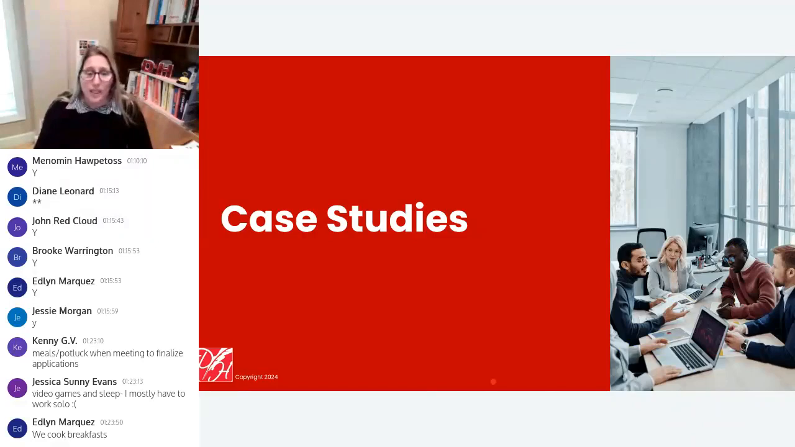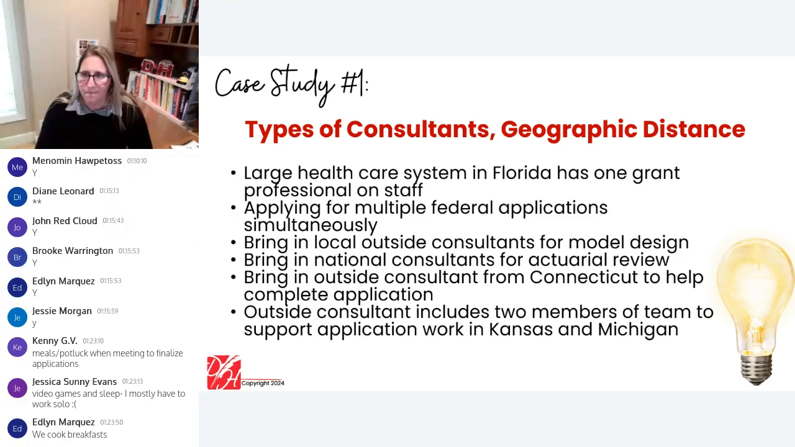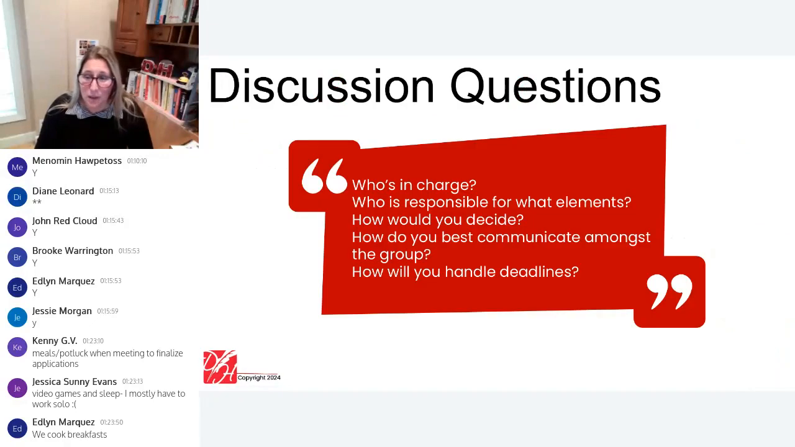Let's look at a few quick examples together to think about what else we could try. So in this example, it was a large healthcare system in Florida, one grant professional on staff, multiple federal applications happening simultaneously. They were bringing in different consultants for different parts of these huge processes. We've got different states, lots of different partners. We need to figure out who's in charge. Who's going to be the one that everybody's looking to lead this? Who's going to be facilitating?